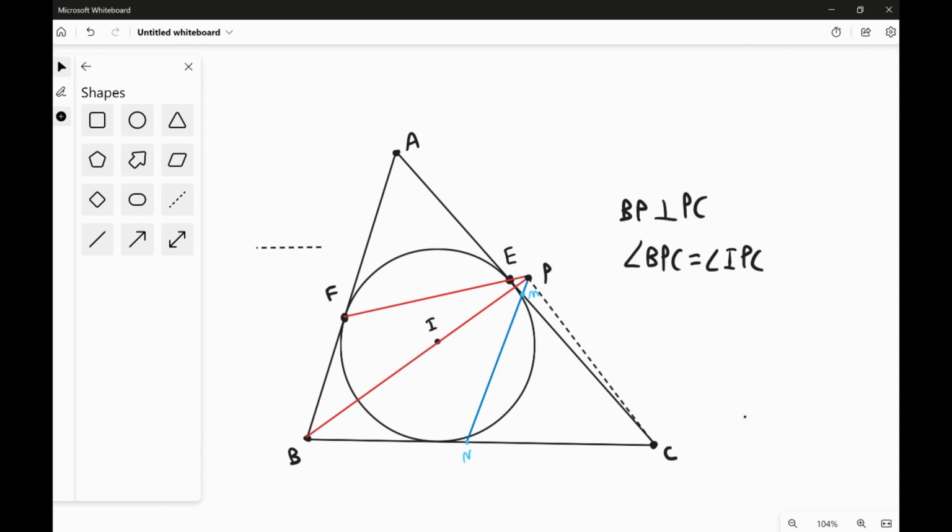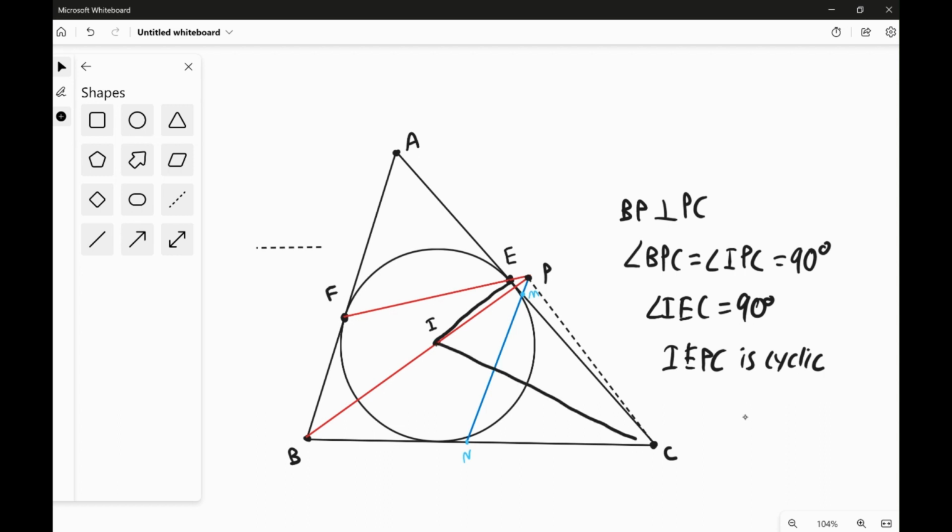And if we were to prove that this is 90 degrees, then we can also note that here, since we have a tangent, we might as well just draw the radius. And we also note that angle IAC is equal to 90 degrees. So the problem ended up reducing to proving that IEPC is cyclic. So which angles would seem the most suitable to do it? Let me go ahead and draw this line here.